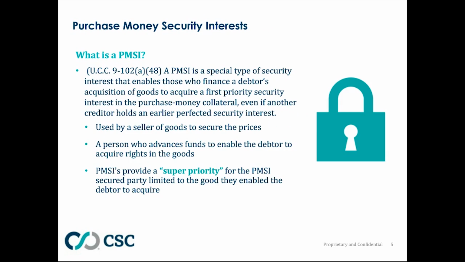Purchase money security interest. What is a PMSI, also what we refer to as a PMSI? According to UCC Article 9, a PMSI is a special type of security interest that enables those who finance a debtor's acquisition of goods to acquire a first priority security interest in the purchase money collateral, even if another creditor holds an earlier perfected security interest. So it could be used by a seller of goods to secure the price, or by a person who advances funds to enable the debtor to acquire rights in the goods. What this means is this is a super priority for the PMSI secured party, limited to the goods that they enabled the debtor to acquire.